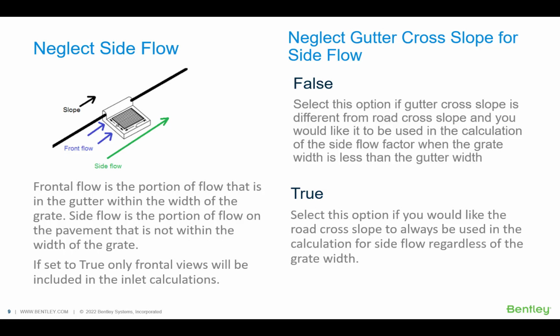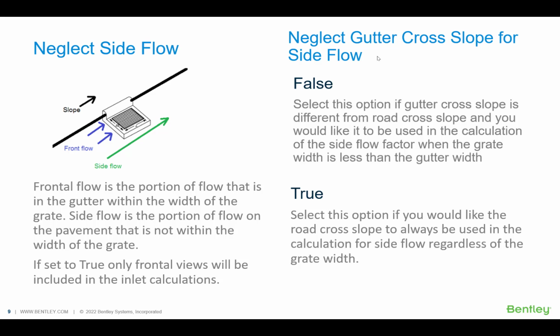I have these two settings listed here, but first let's focus on the image in the top left, which shows that frontal flow is the portion of flow that is inside of the gutter within the width of the grate, whereas the side flow is the portion of flow on the pavement that is not within the width of the grate. So when we look at the setting neglect side flow, if we have this set to true, only frontal flows will be included in the inlet calculations. If we set this to false, then this setting here, neglect gutter cross slope for side flow, is not going to be applicable.